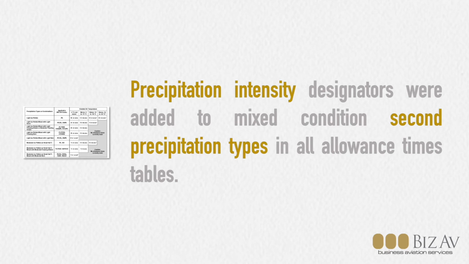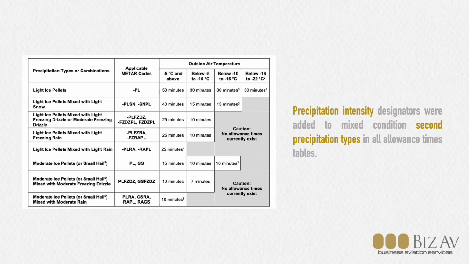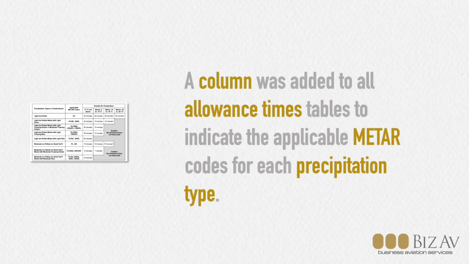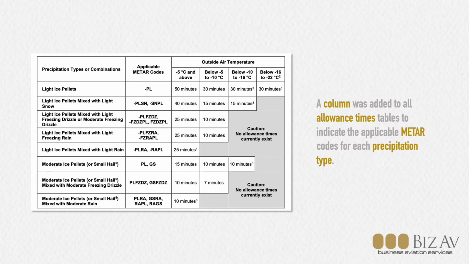Precipitation intensity designators were added to mixed condition second precipitation types in all allowance times tables. A column was added to all allowance times tables to indicate the applicable METAR codes for each precipitation type.